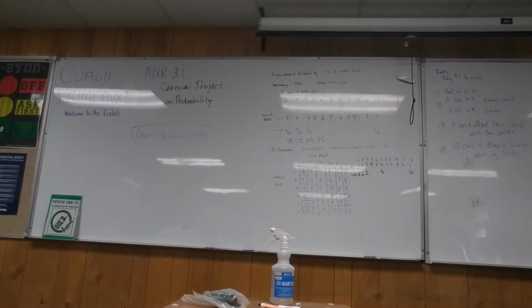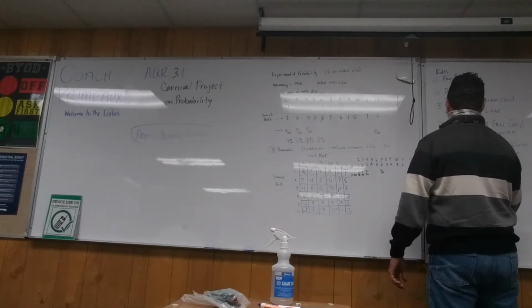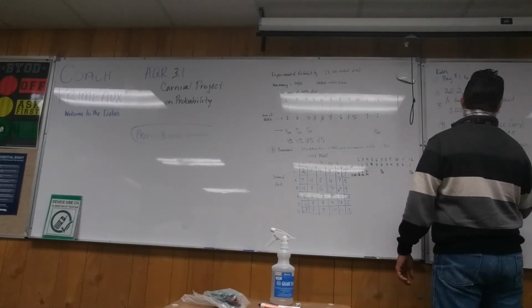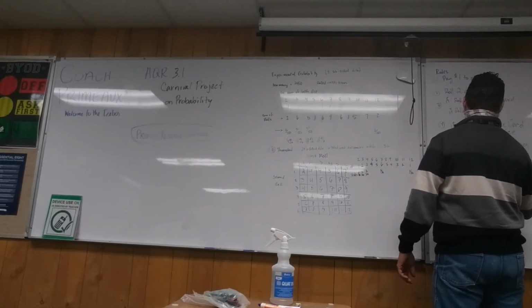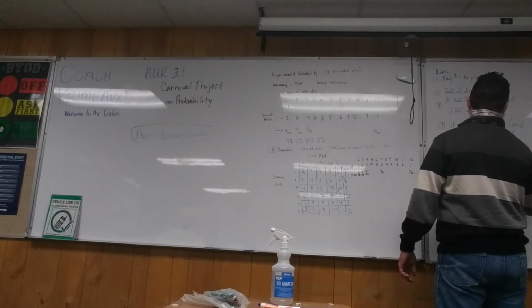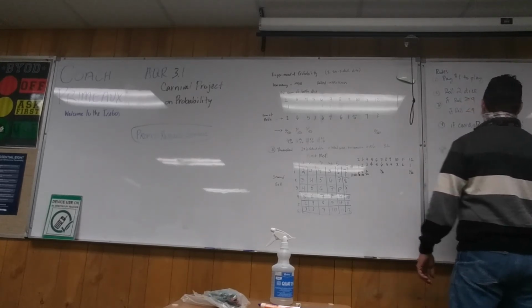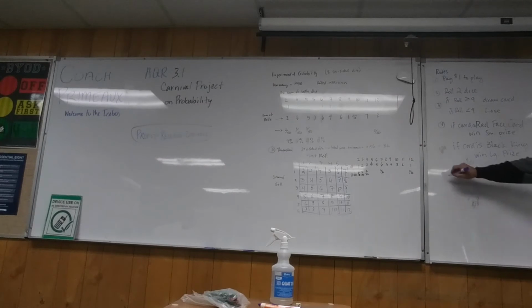Okay. So we have to do this. I'm going to add one more: if not a red face card or black king, you lose. Those are my rules. Lose gets nothing. But now we have to calculate probability.